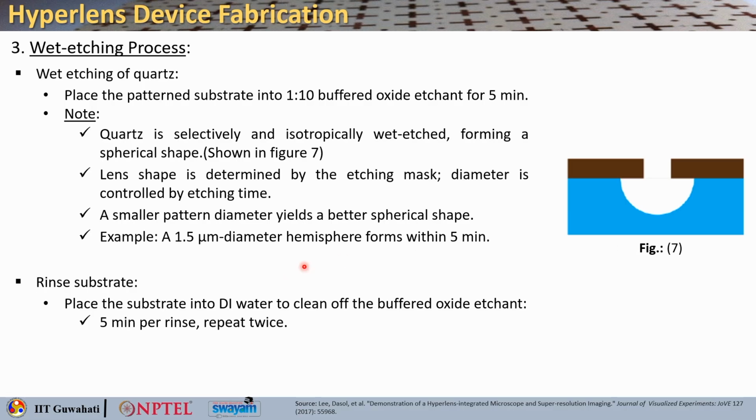After doing that you have to rinse the substrate. So, you place the substrate in deionized water to clean off the buffered oxide etchant. You have to do it 5 minutes per rinse and you repeat this step twice. One thing to remember here is that this buffered oxide etchant is hazardous, so you have to carefully handle the sample.